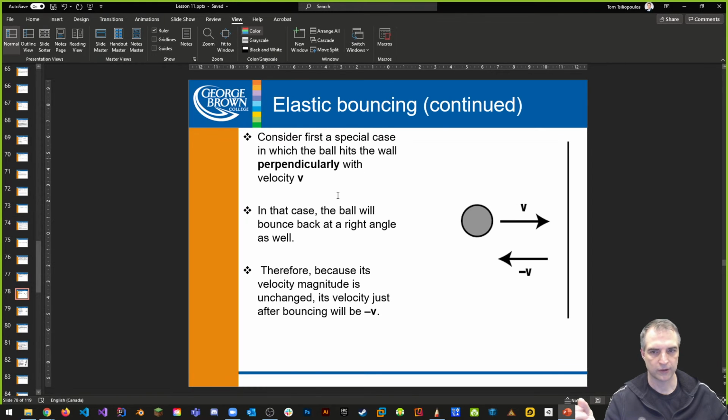So here's an example. Consider first a special case in which the ball hits the wall perpendicularly with velocity v. That means it hits along the normal, going across the path of the normal to the wall. In that case, it's going to bounce back perfectly the other way. If this was a perfectly elastic collision, which is what we're thinking it's going to be, then it would just be reversed, minus v. We just reverse the component where it's going. If it's going at a velocity on the x-axis, we just reverse the x component and go the other way. The y-axis wouldn't be changed.